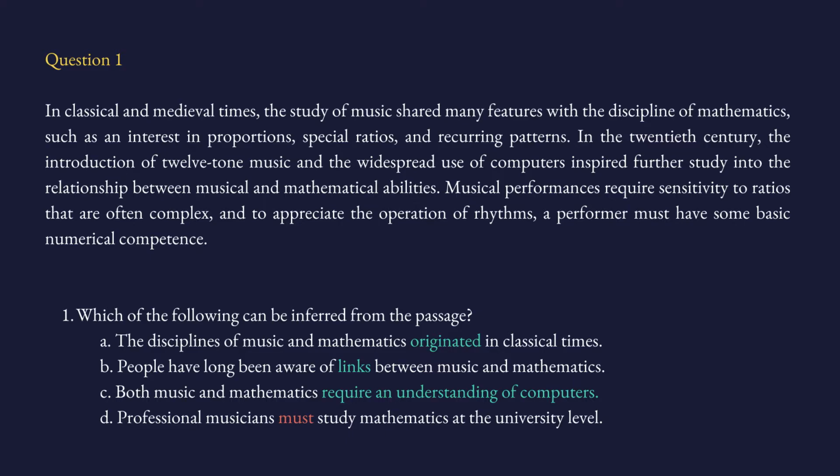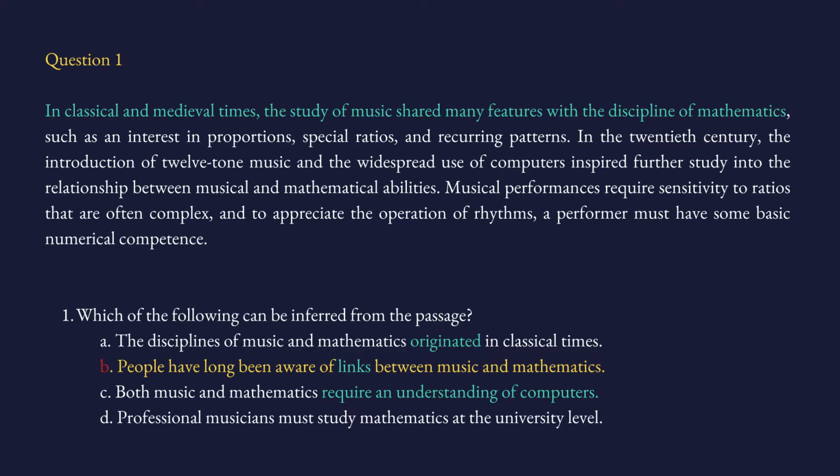In classical and medieval times, the study of music shared many features with the discipline of mathematics, such as, I don't care about the such as part. I care about this sentence. Now, it's A, right? Wrong. Because A says the disciplines of mathematics and music originated in classical times. The passage does not say it originated. It says, in classical and medieval times, the study of music shared many features with the discipline of mathematics. It means they had links, they had many links, such as X, Y, Z. So, it is basically B.